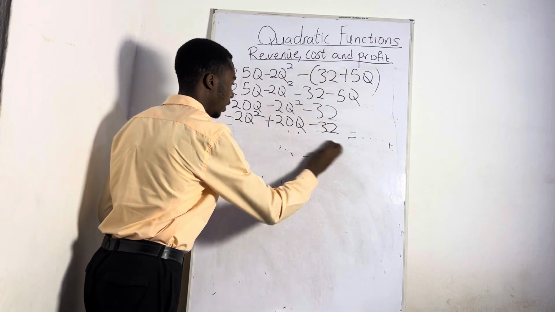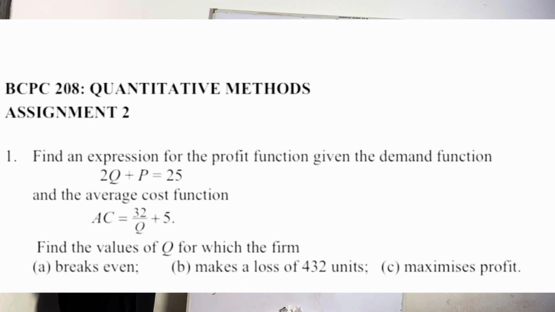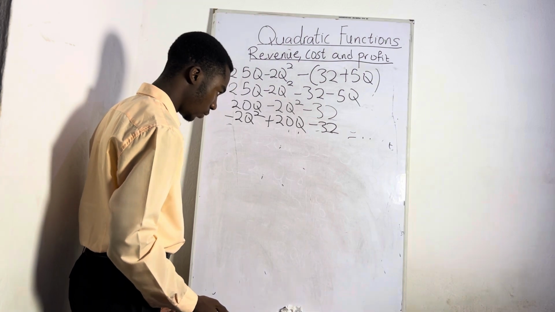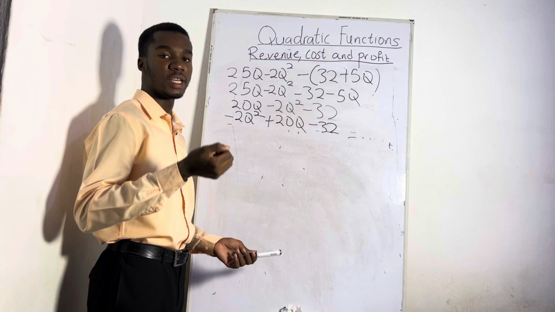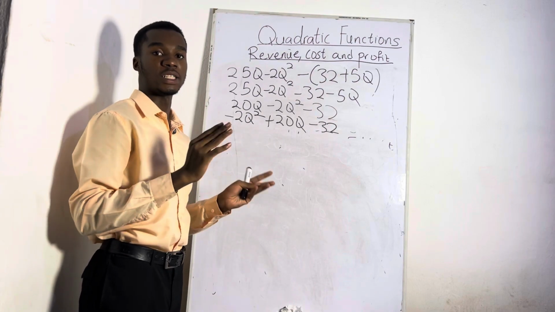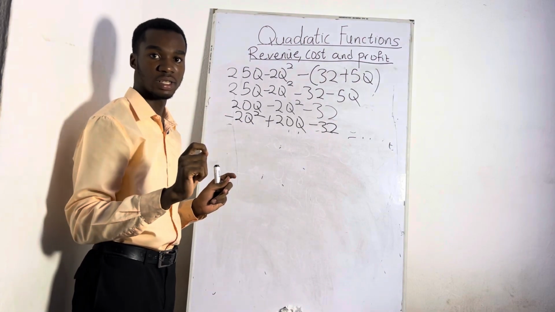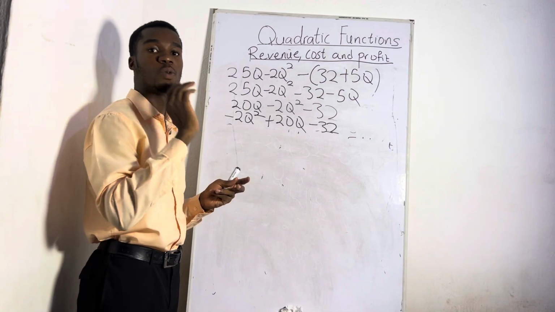So you are done with that part. Find the values of KO for which the firm makes a loss of 432 units. Where the firm makes a loss of 432 units, we just equate it to negative 432. Loss is always negative. If it's making a loss of 100, you equate it to negative 100. Don't forget the negative. Loss is always negative.